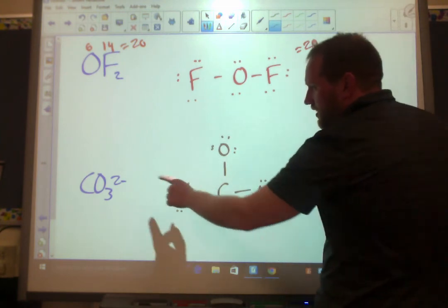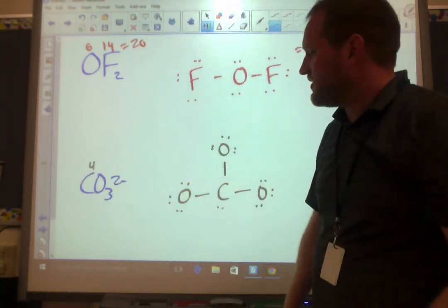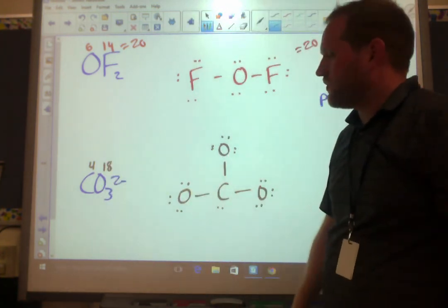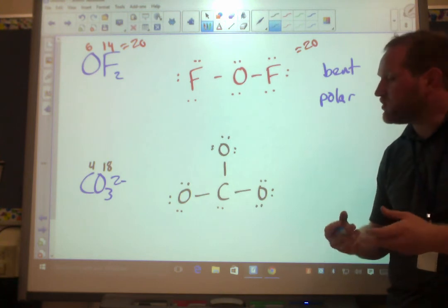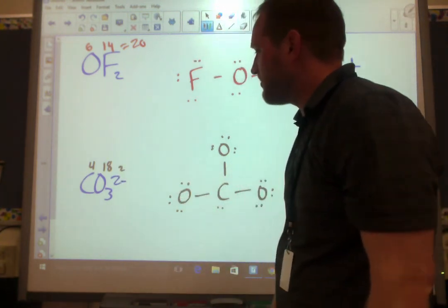Okay, let's count how many we have here. So carbon is 4. 3 oxygens is 6, 6, 6, which is 18. But it's a -2 or a 2-. So how do you become 2-? You have 2 extra electrons. So let's call this 2 extra electrons.